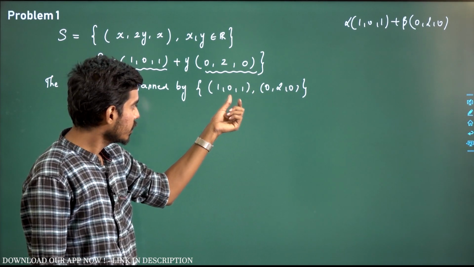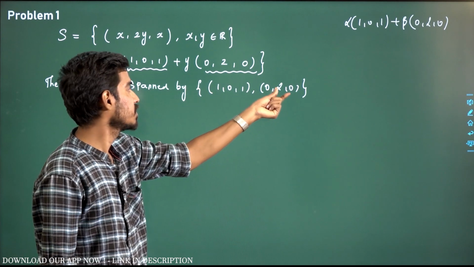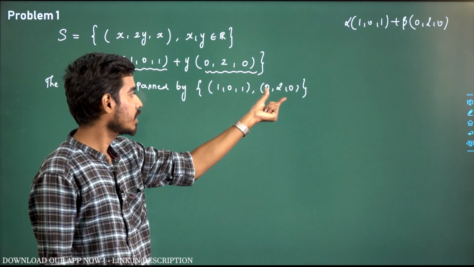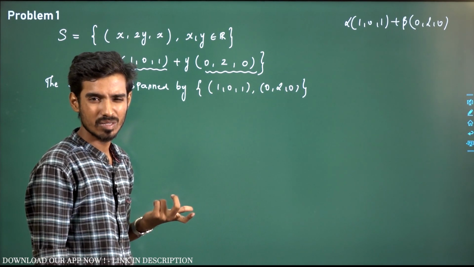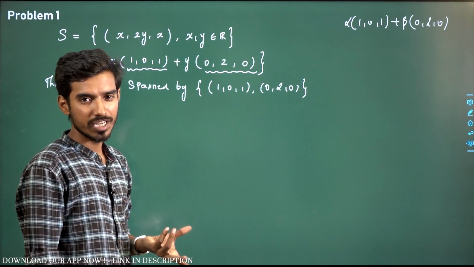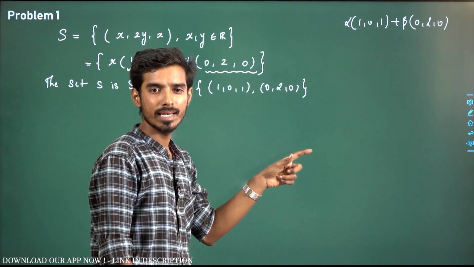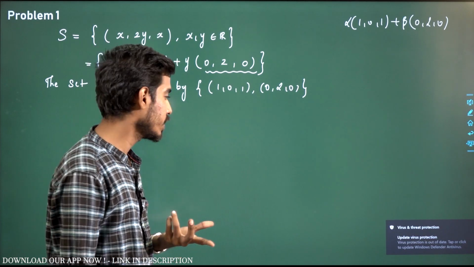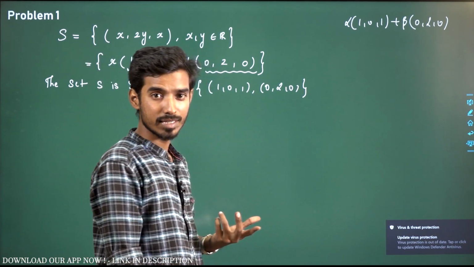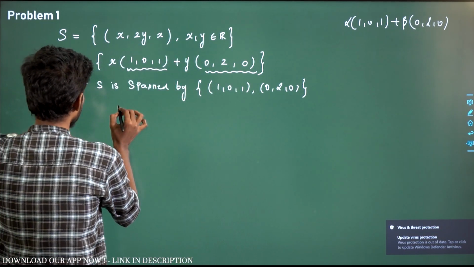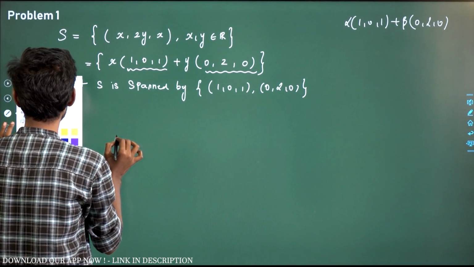You cannot write this element as a linear combination of that element, and you cannot write that element as a linear combination of this one. Very simple. But if you want to go by definition, what is the definition of linear independence and dependence? We will show that this is a linearly independent set.